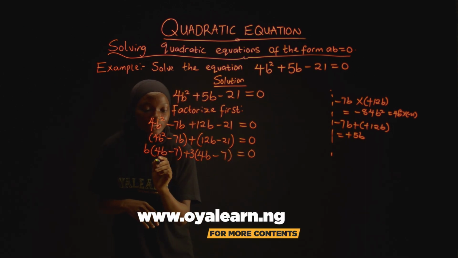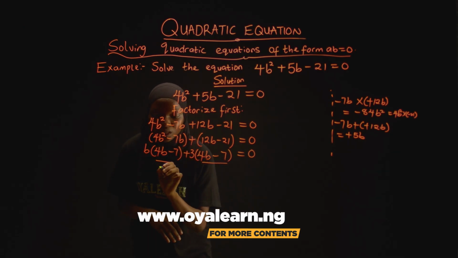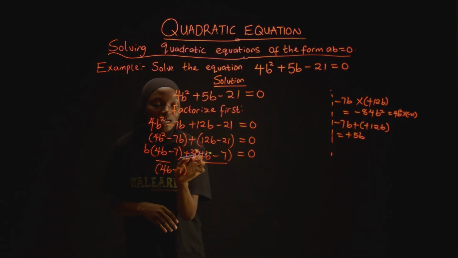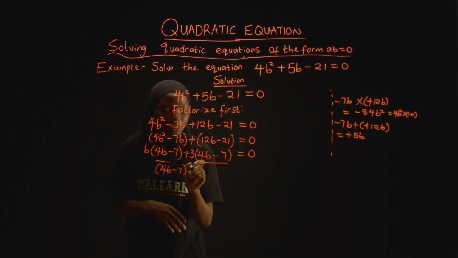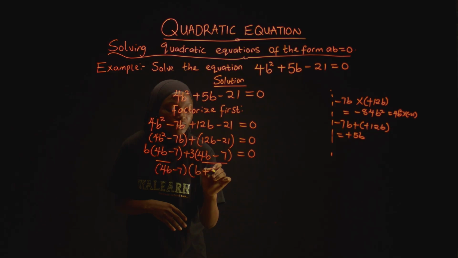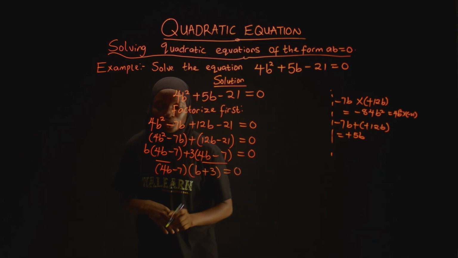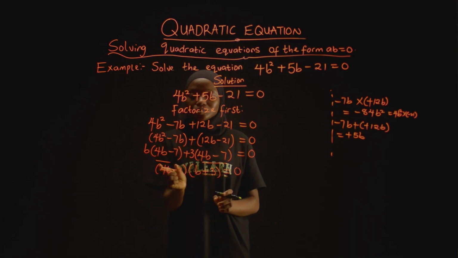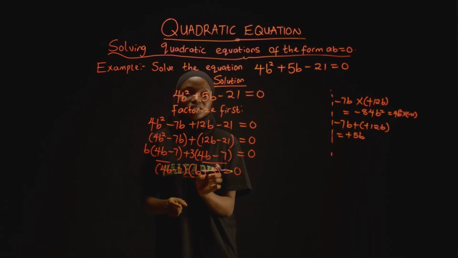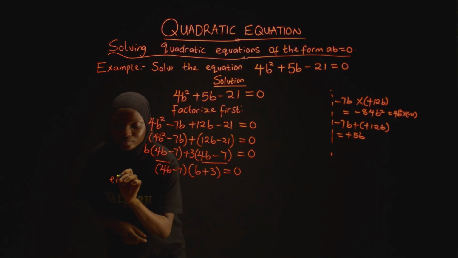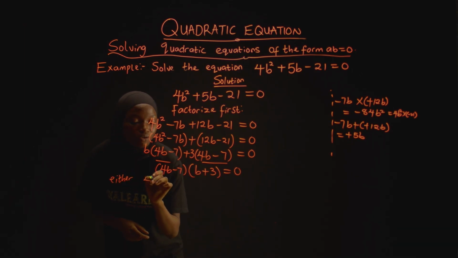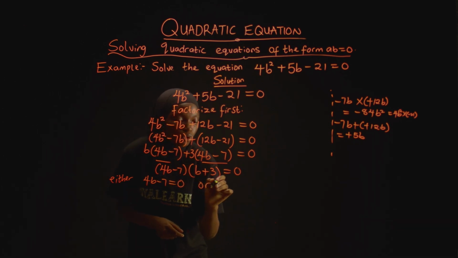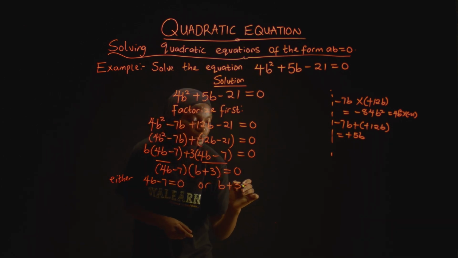So these two brackets are the same thing. We pick one, which gives us 4b minus 7. Then these other two terms we put inside another bracket, so we have b plus 3 equals 0. So here it is already in the form a times b equals 0. So it is either this bracket equal to 0 or this other one equal to 0. So either 4b minus 7 equal to 0 or b plus 3 equal to 0.